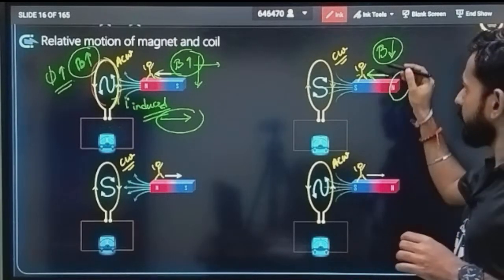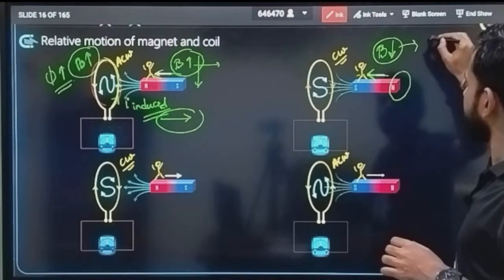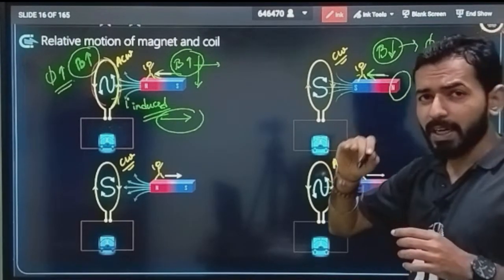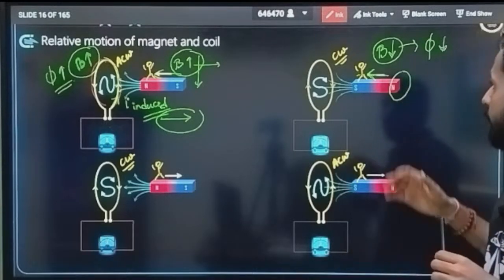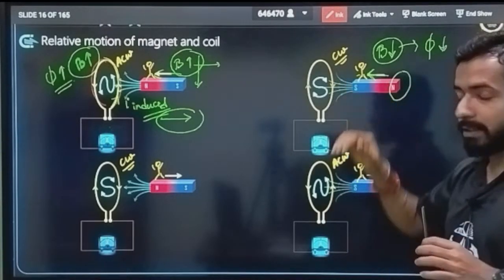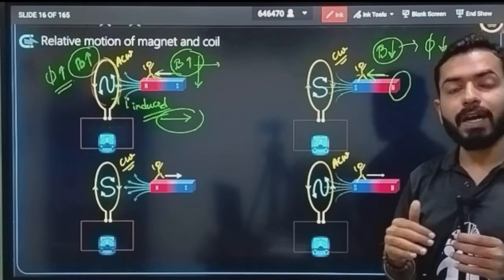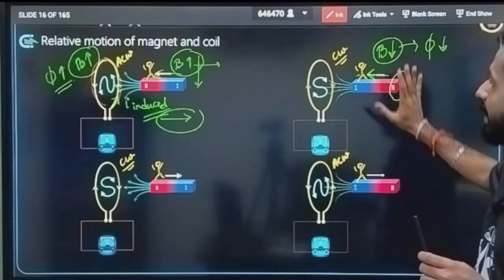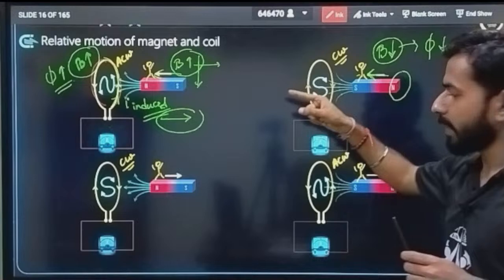If in this direction the magnetic field is decreasing, due to the decrease in magnetic field, I can say flux is also decreasing. If flux is decreasing, some current will also get induced. That means the induced current will again try to oppose it. It will try to increase this magnetic field in the negative direction.